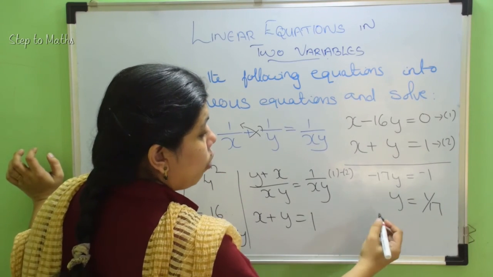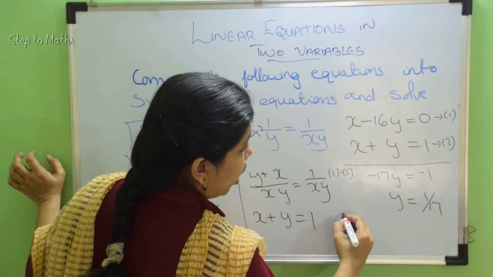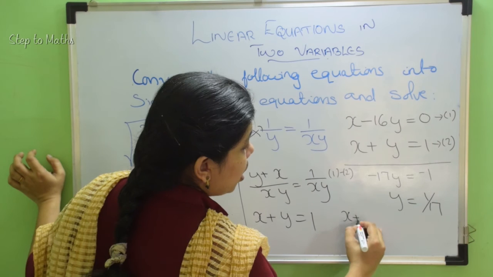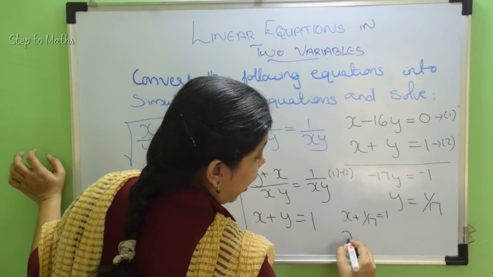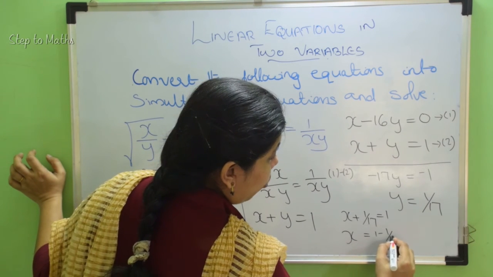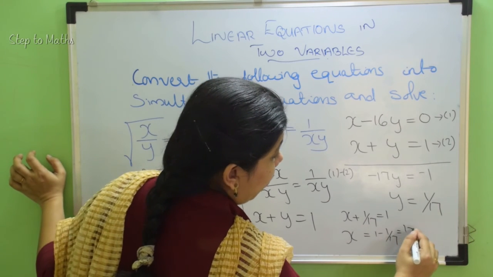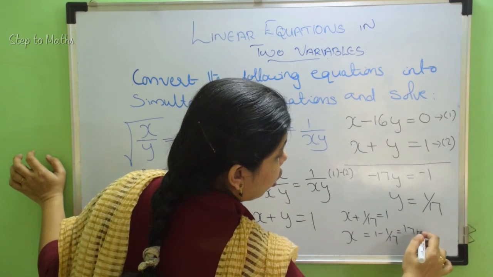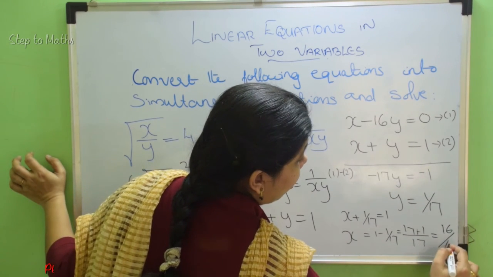Now substitute the value of y in equation 2. Then equation 2 becomes x plus 1 upon 17 equal to 1, or x is equal to 1 minus 1 upon 17. This is 17 minus 1 upon 17, equal to 16 upon 17.